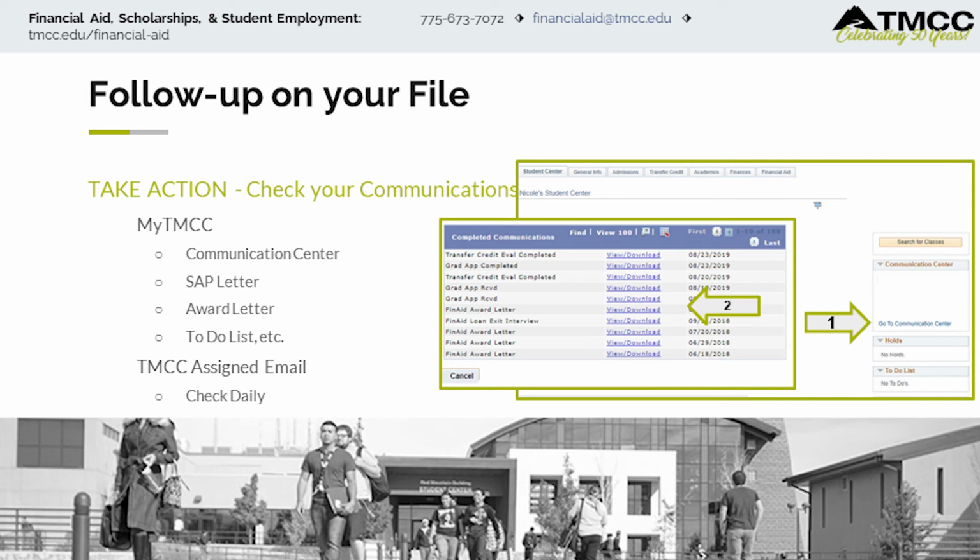There are also notifications of any past due or account balances due. These must either be paid or a payment plan must be entered into in order to enroll in future classes. A payment plan can be arranged through TMCC's cashier's office.